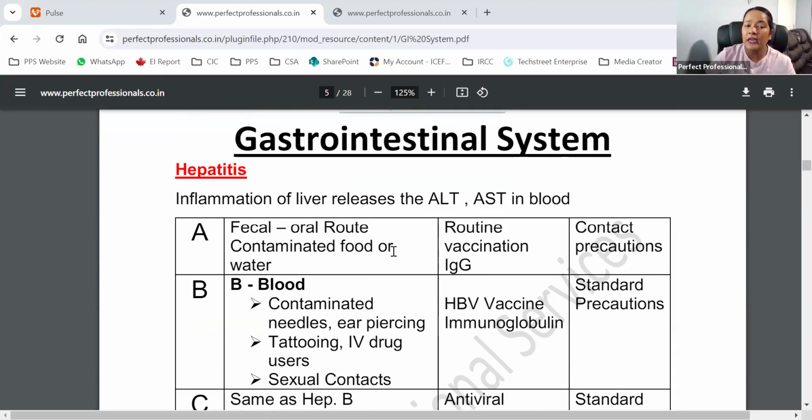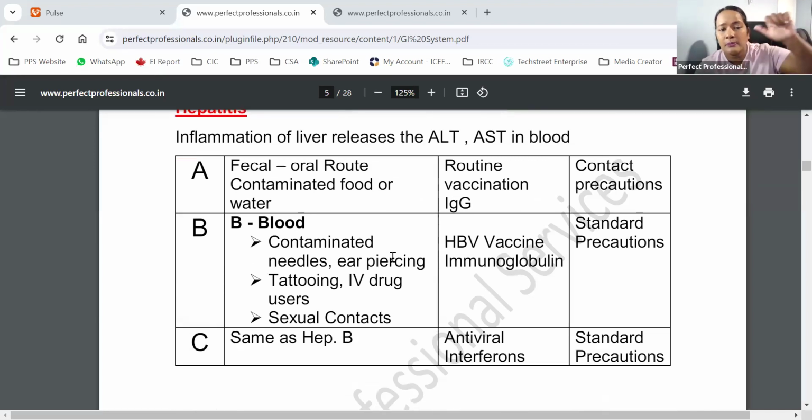So in hepatitis, you will be expected to know what precaution you are going to give to the patient. That's all. Okay. If it is bloodborne, standard precaution. If it is fecal, your contact precaution will come. Okay.